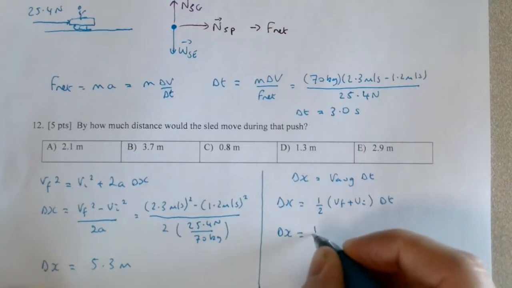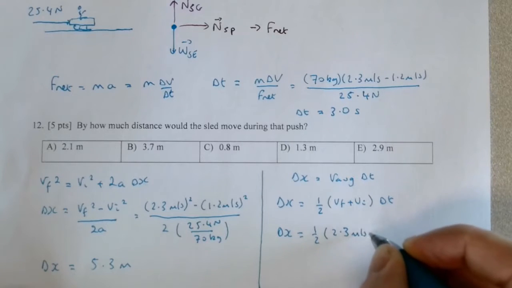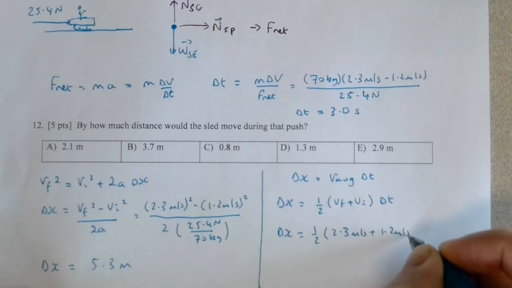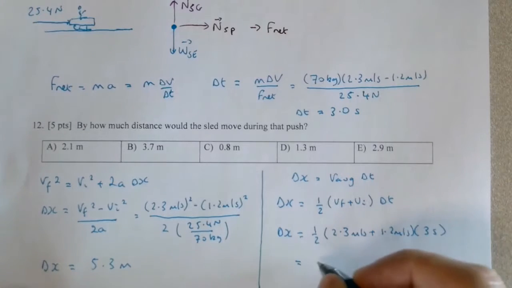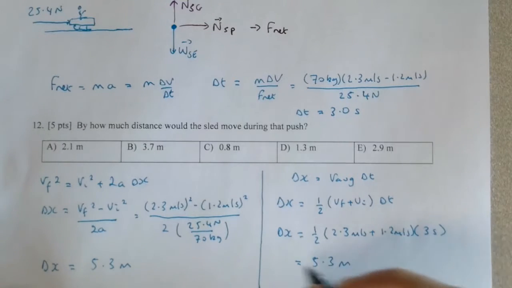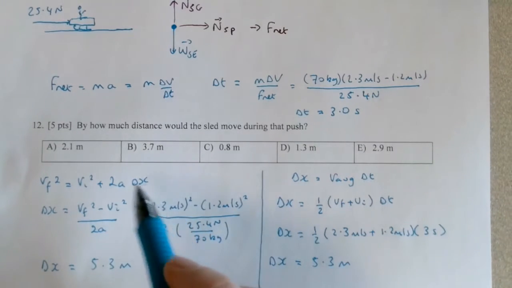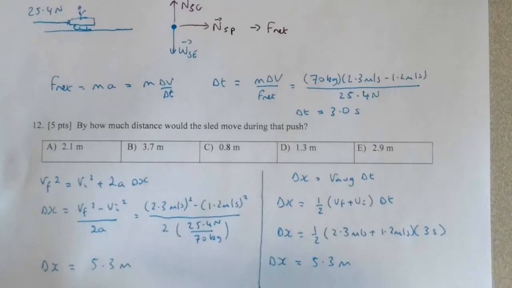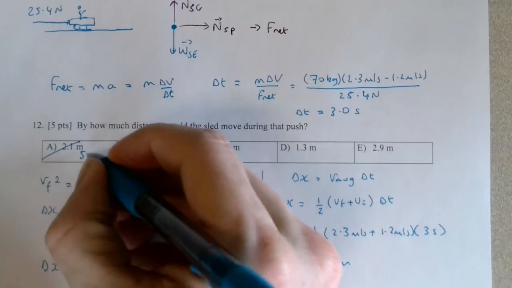So this delta x will be 1/2 of 2.3 meters per second plus 1.2 meters per second, times the 3-second interval, and this should also give you 5.3 meters. These choices are noted on the exam, and choice A was 5.3 meters.